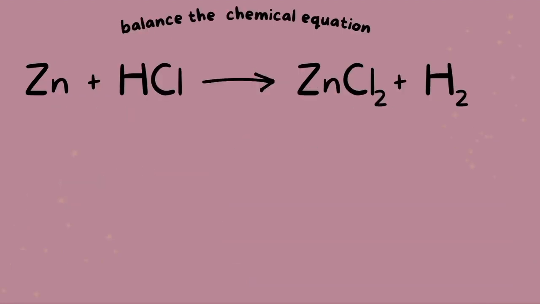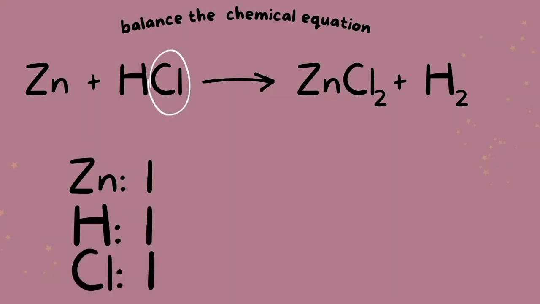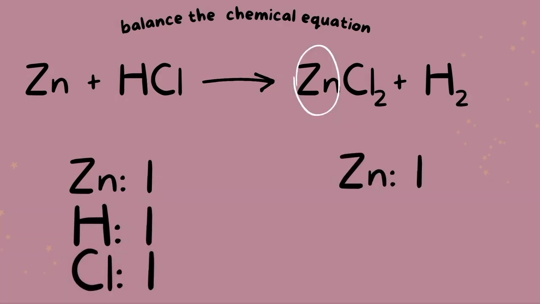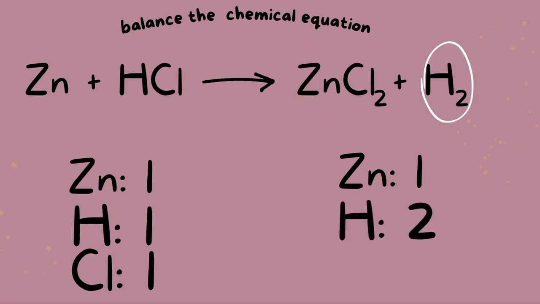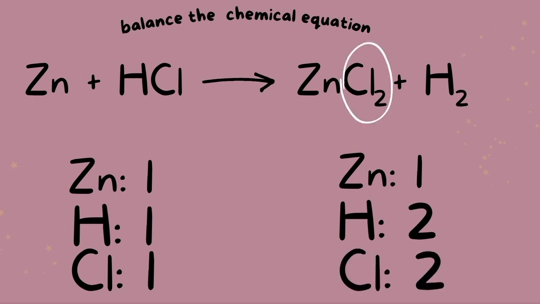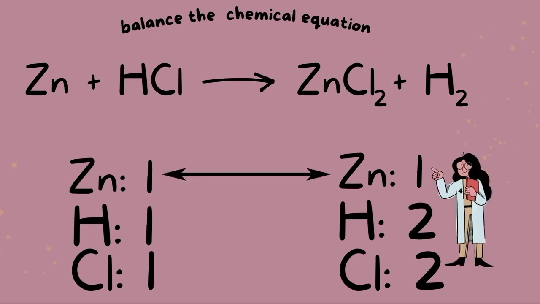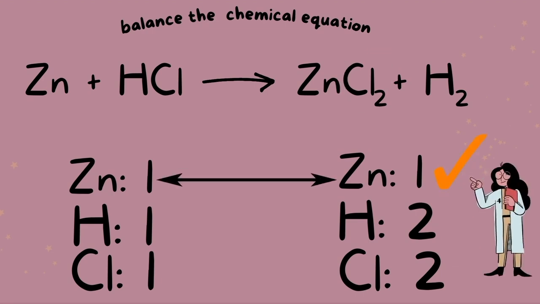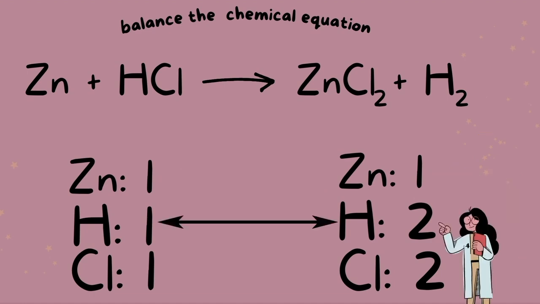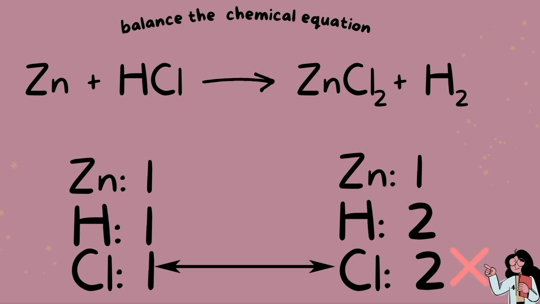Starting with zinc, it looks like we have one zinc atom. We know this because the number in front of each element or molecule indicates how many atoms it has. No number means the element or compound has one atom. So we have one zinc atom here, one hydrogen atom, and one chlorine atom. On the product side, we have one zinc atom, two hydrogen atoms indicated by this subscript 2, and two chlorine atoms indicated by this subscript 2 attached to it. So our zinc has a 1-to-1 ratio and it's balanced, so that's great. Hydrogen, however, is not balanced and chlorine is not balanced.